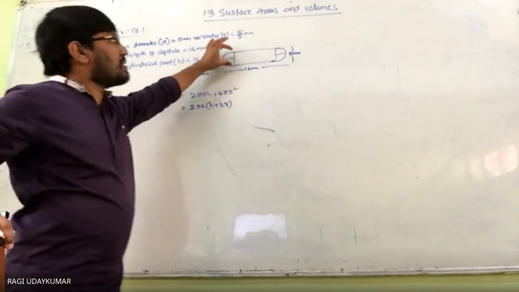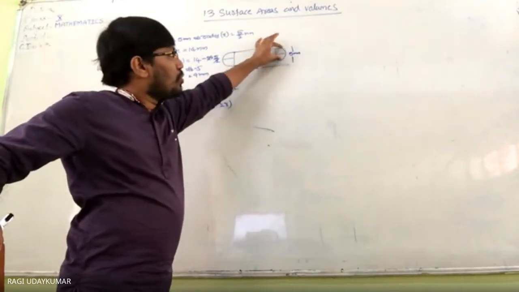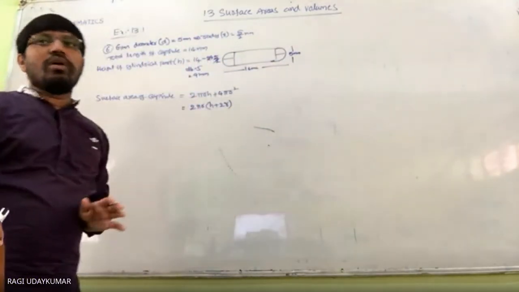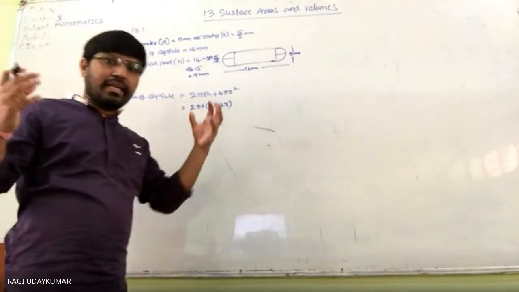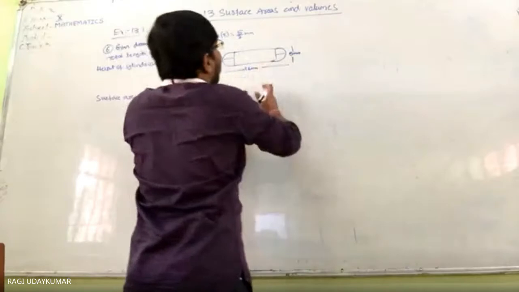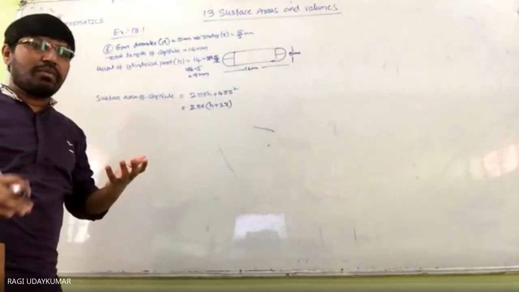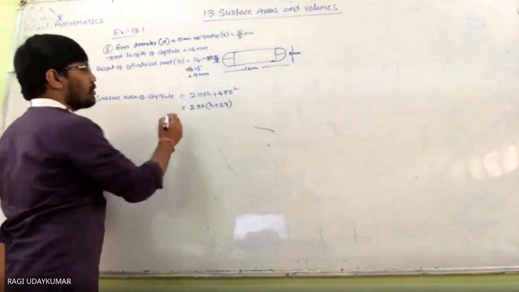2 pi r h is the cylindrical part, and 4 pi r square is the 2 times the two hemispherical ends are there ना. इस साइड one hemisphere, इस साइड hemisphere, और दोनों मिला के पार्ट करना है कि दोनों मिला तो one hemisphere होगा, and इसका surface area is nothing but 4 pi r square. So these values you have to substitute.